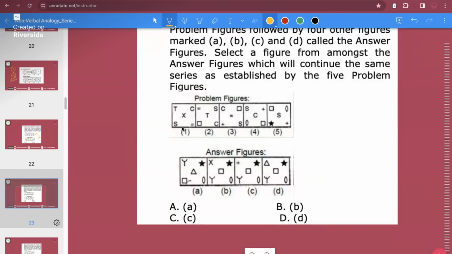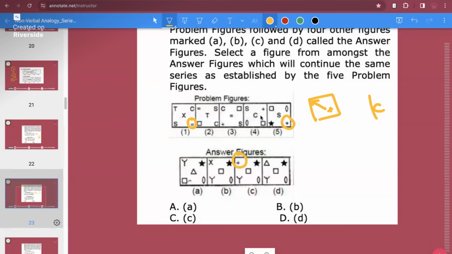Okay. From each of these figures, at least we can conclude that this right corner one is going to the next, to the top left corner. So that means, let's evaluate that. This plus will move from here to here. Now, wherever we have plus, in this only we have.